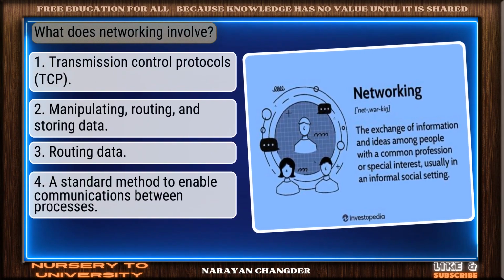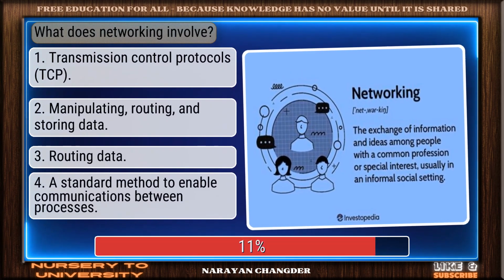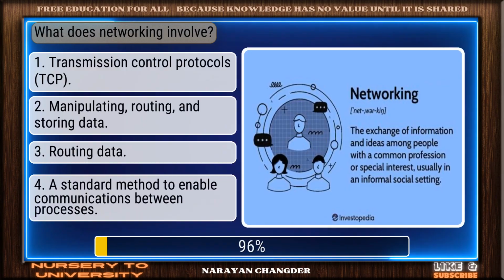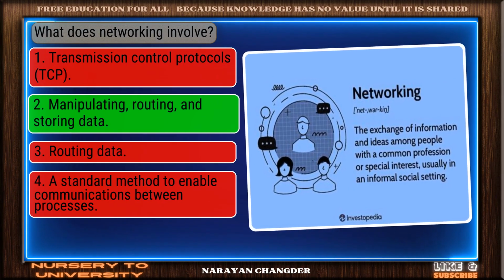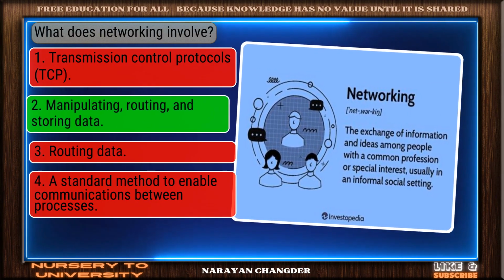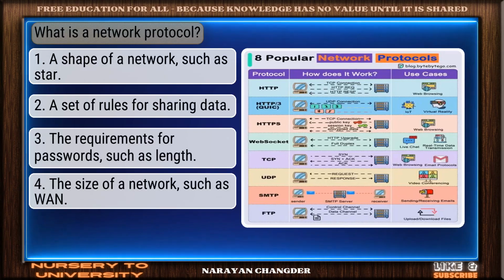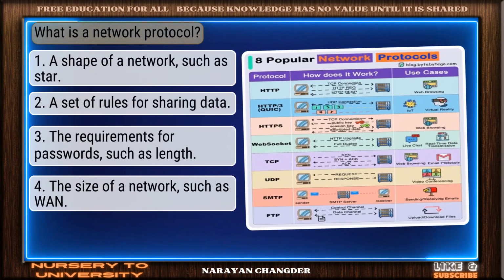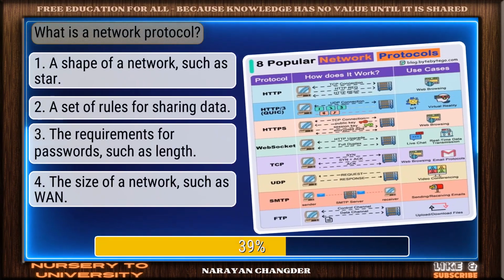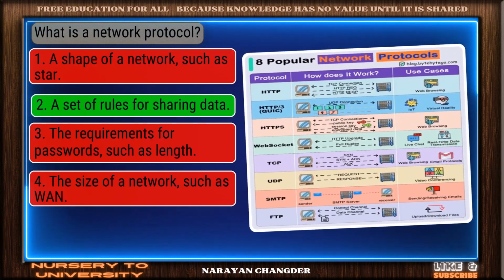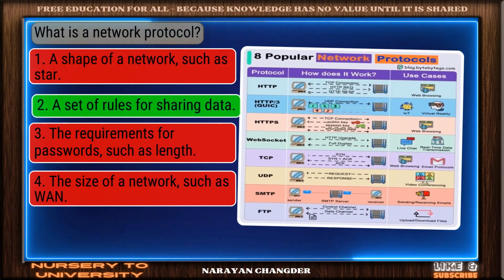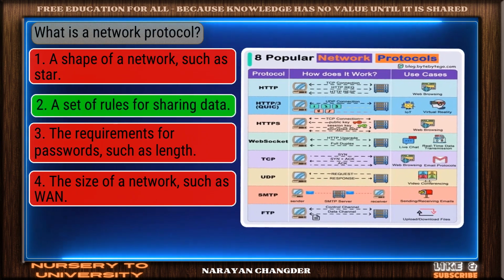Question number 72. What does networking involve? Correct response. Manipulating, routing, and storing data is the most accurate answer. Question number 73. What is a network protocol? Nice work. You chose a set of rules for sharing data, and it is correct.